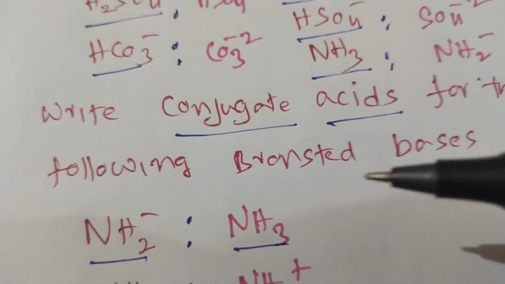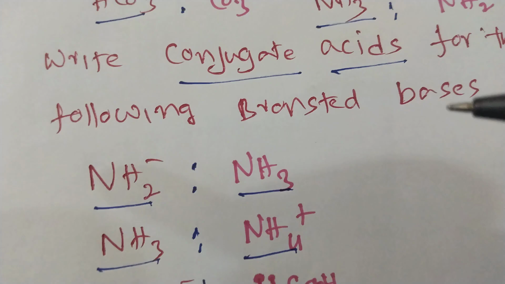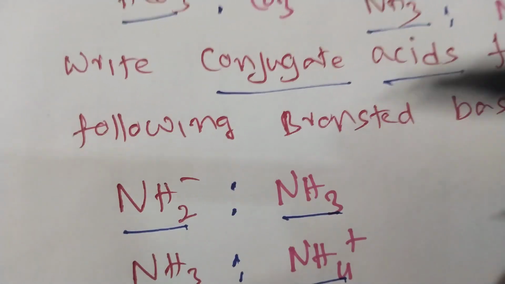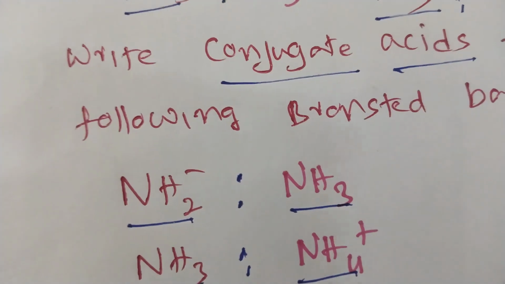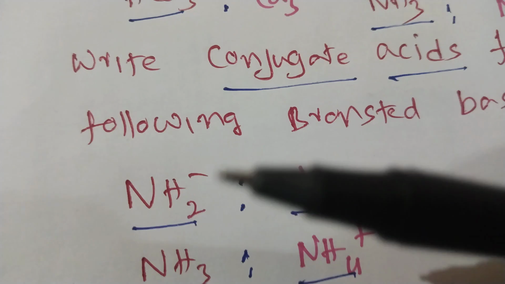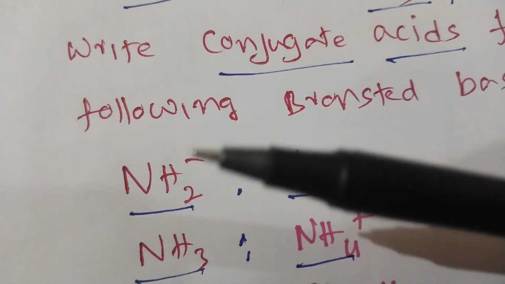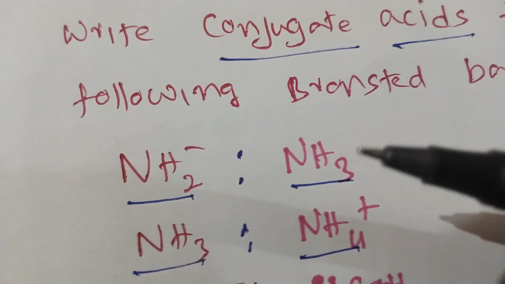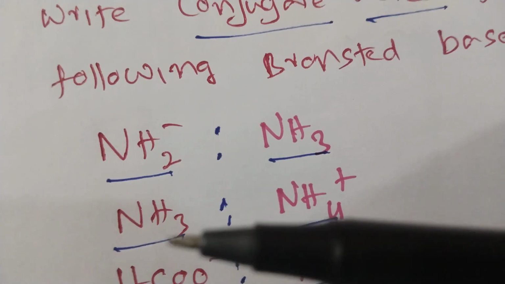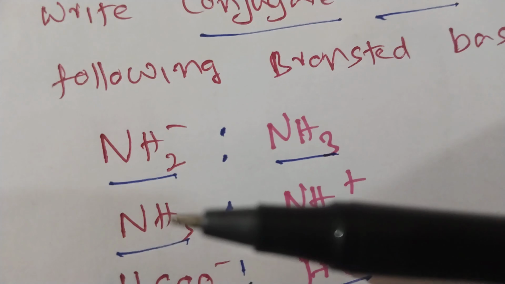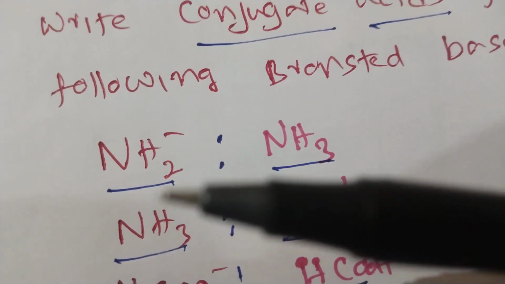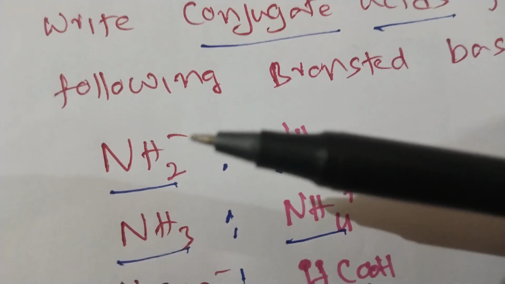At the same time, write conjugate acids for the following Bronsted bases. If you want conjugate acids, definitely one proton in excess. Additionally, we have to add one proton. NH2 minus, add H plus. Proton means H plus. We have NH3. NH3, add H plus. If you want the conjugate acid, one proton must be in excess, so please add H plus.